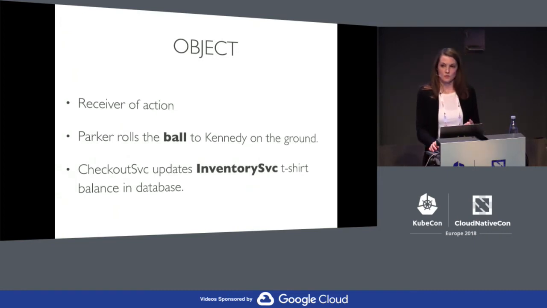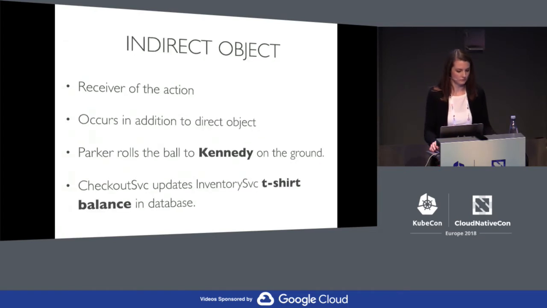The direct object is the receiver of the action. So Parker rolls the ball, ball is the object, and checkout service updates inventory service. Inventory service is the object in this example, so they're receiving the action. An indirect object is also a receiver of the action. However, it occurs in addition to the direct object. So Parker rolls the ball to Kennedy. Kennedy is the indirect object. And checkout service updates inventory service t-shirt balance. T-shirt balance is the indirect object.